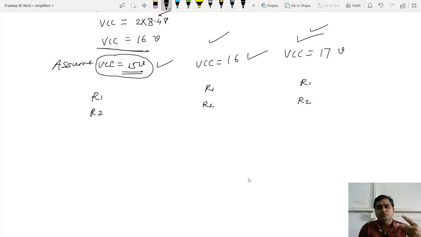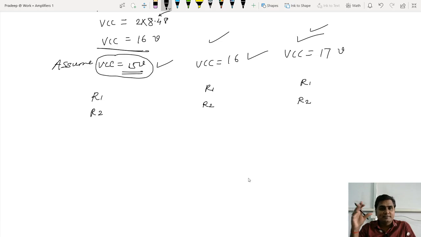We know that because R1 and R2 form a voltage divider network. So obviously VCC will get divided into two parts with the help of R1 and R2. So that's why R1 and R2 are dividing VCC, and now I have assumed a different VCC. I have 15, you have 16, one of your classmates maybe is having 17 volt VCC. So my value of R1 R2 will be different, your value of R1 R2 is different, and your classmate who has assumed 17 VCC has a different value of R1 and R2. Now which one is correct, is it?